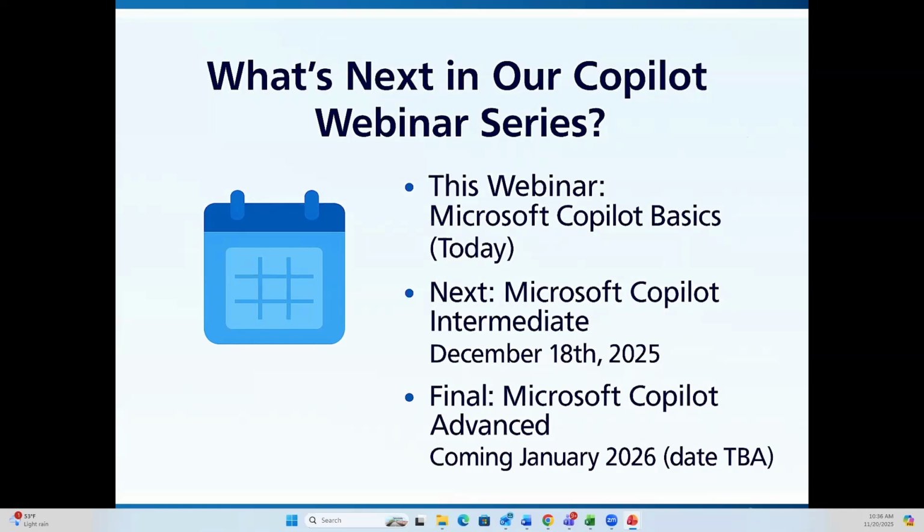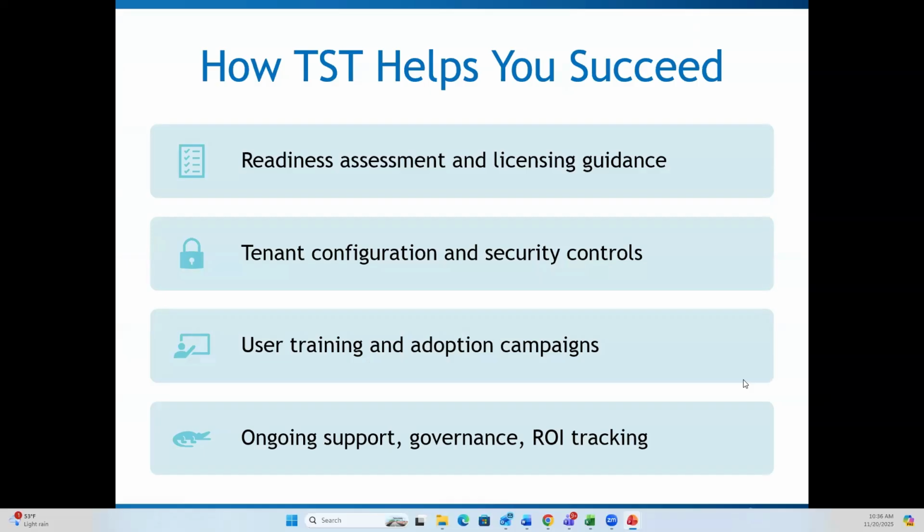So let's see. How can we help? Well, Total Secure Technology can come to your office and we can do a readiness assessment and a licensing guidance, right, to see who will be best served by having a Copilot license. We can make sure your tenancy is configured correctly. We can do some user training and adoption around it. And then we obviously provide ongoing support, governance, and help you track an ROI for Copilot.